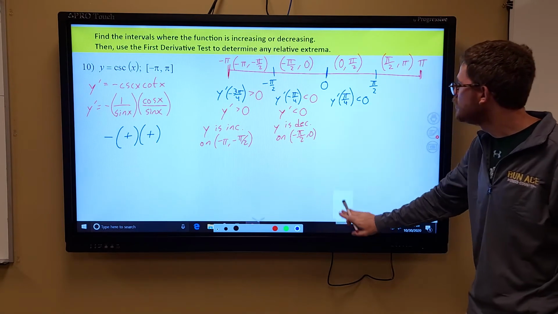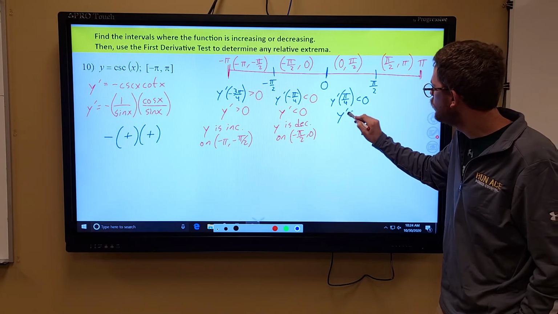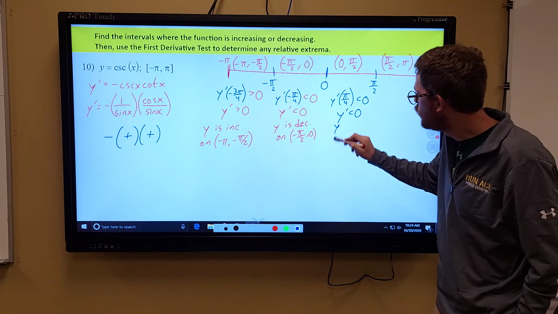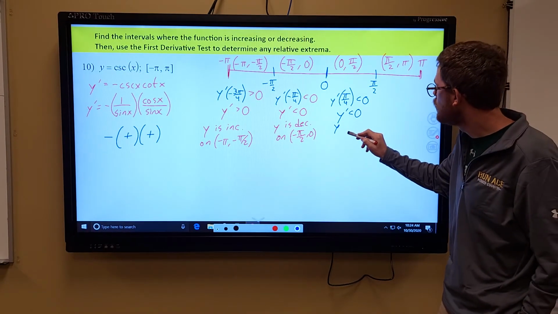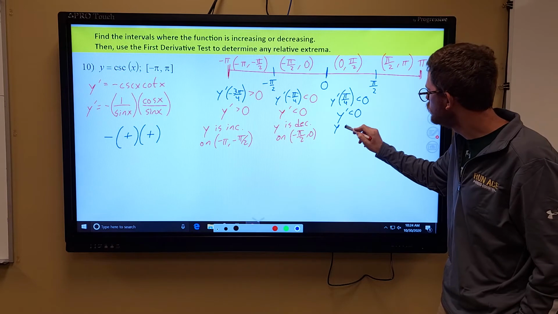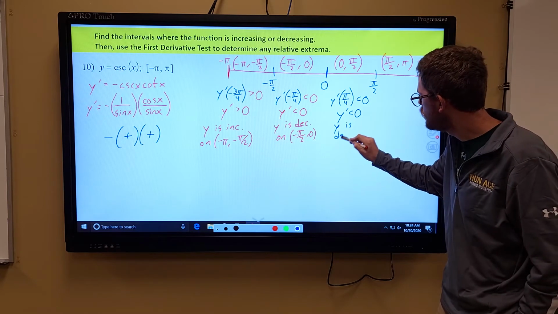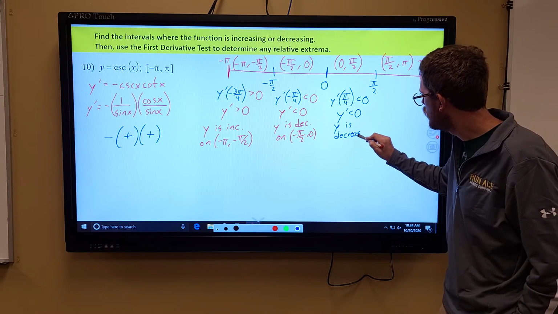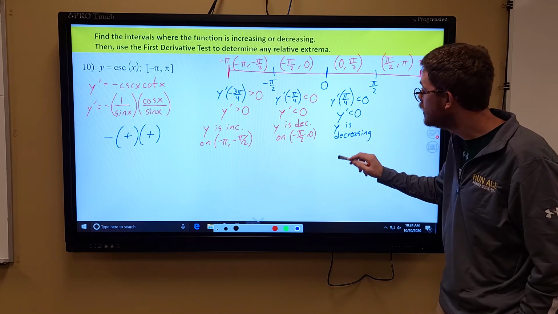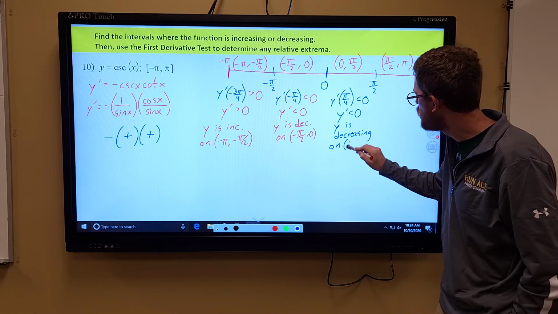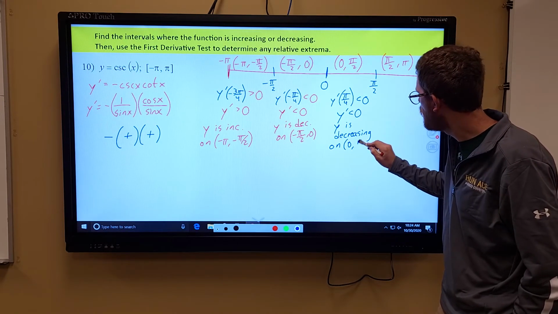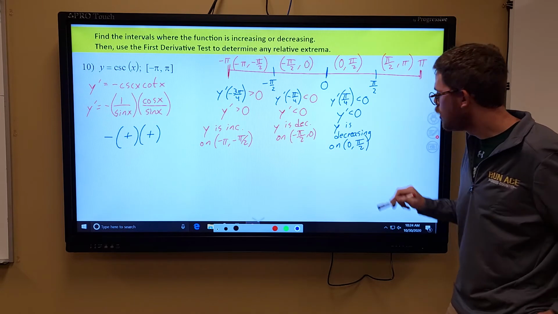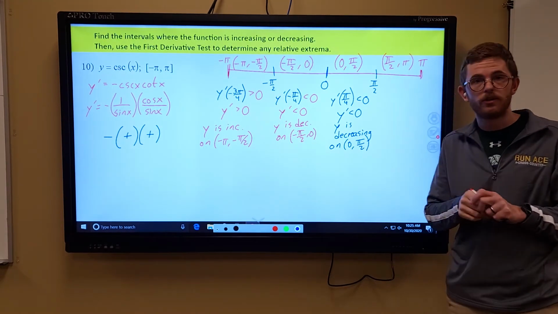And if my first derivative is negative on this interval, I know that my original function is decreasing on the interval from 0 to pi over 2.